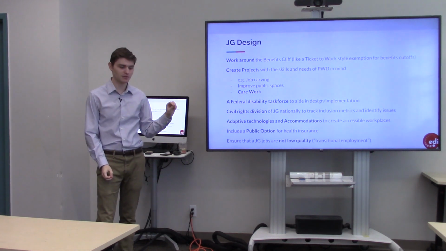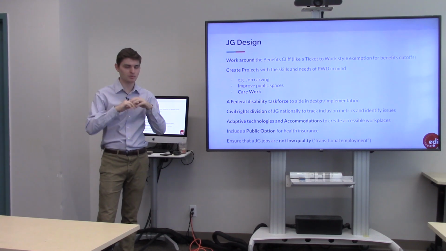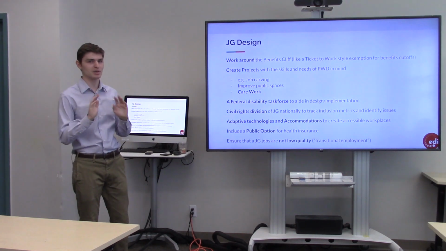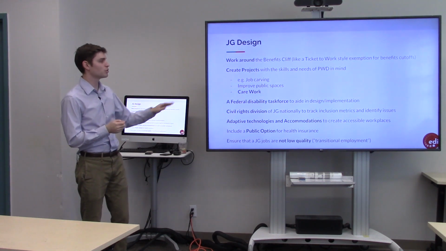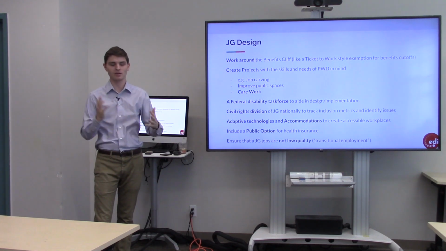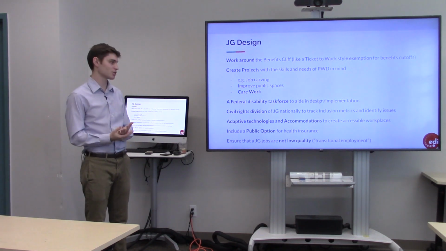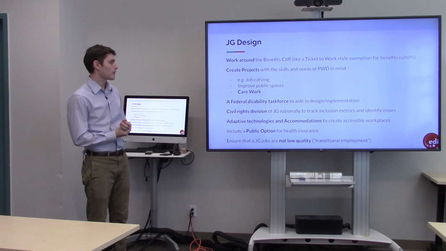You can have job carving, for example, which is taking constituent parts, reducing multitasking, those sorts of things that make it more possible for people to contribute. Improving public spaces, like I said before, and making sure that the offices, however the job guarantee is structured, that people can get to the job. And then there's care work as part of that again.